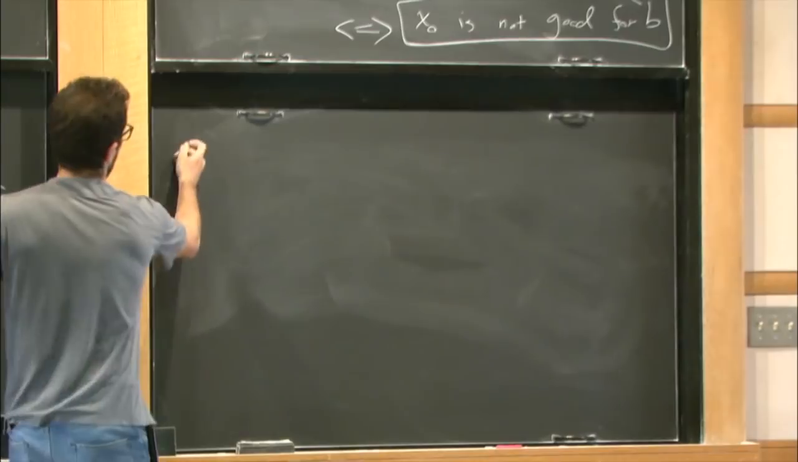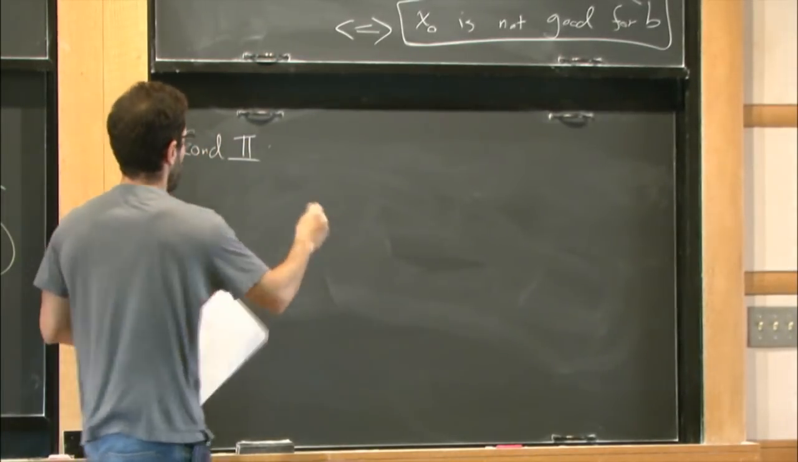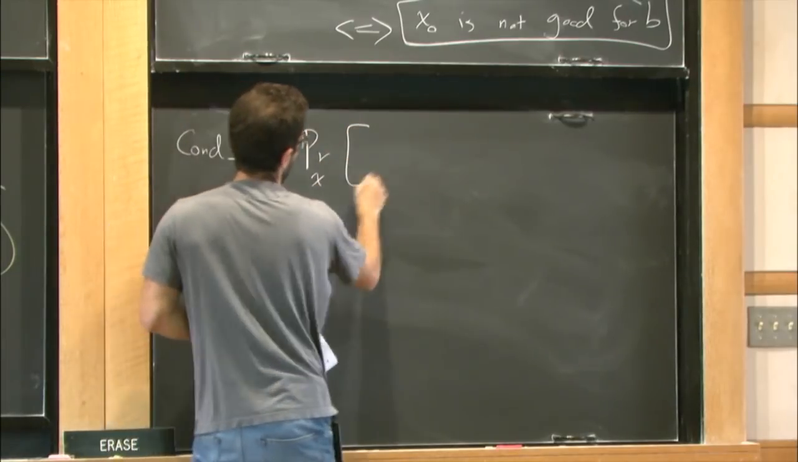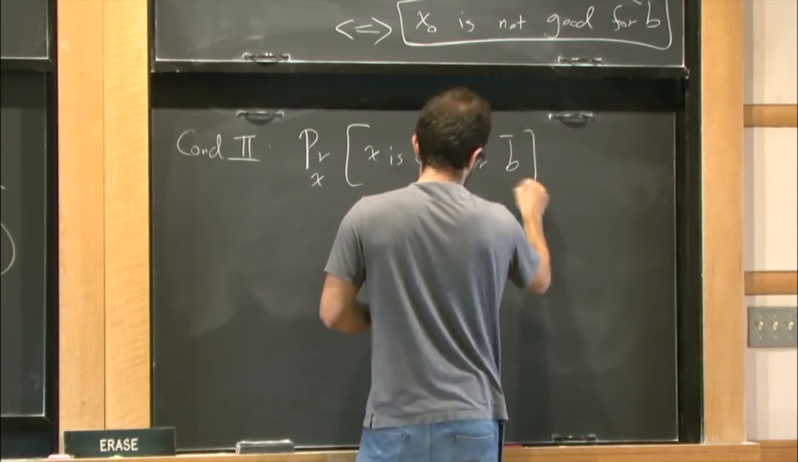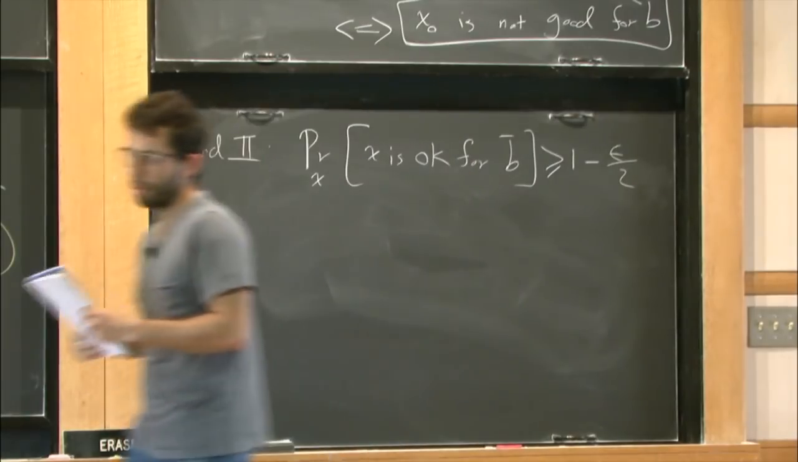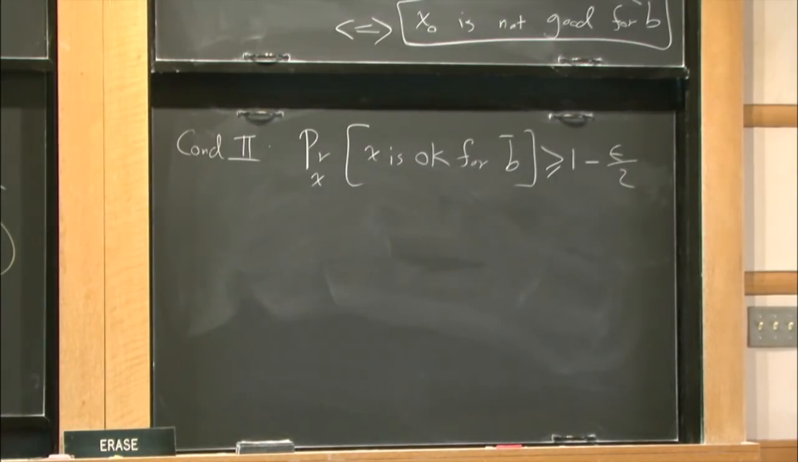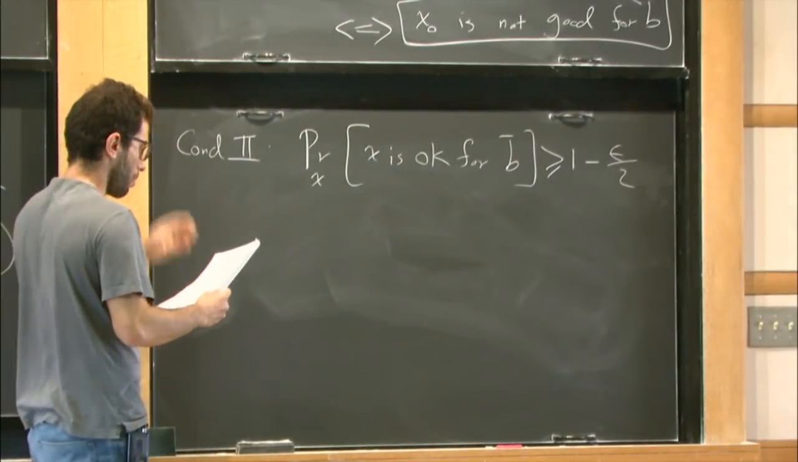So this brings us to the second case. So let's call this condition 2, which is that now when I pick a random x, the probability that x is OK for this other value, b bar, is very large. So it's at least 1 minus epsilon over 2. Because otherwise, we would be happy with this epsilon over 2. Right, so these two conditions are complementary. Either one holds or the second holds. OK. So in this case, why are we good?